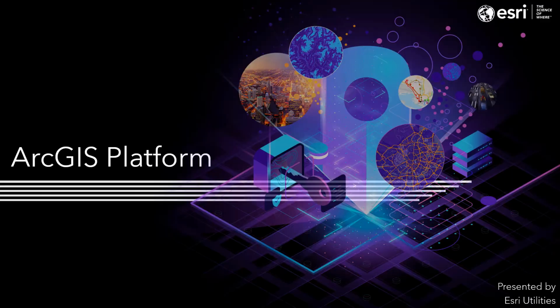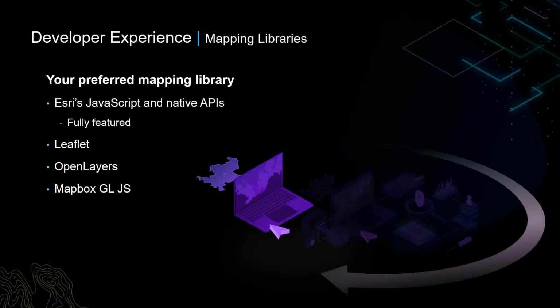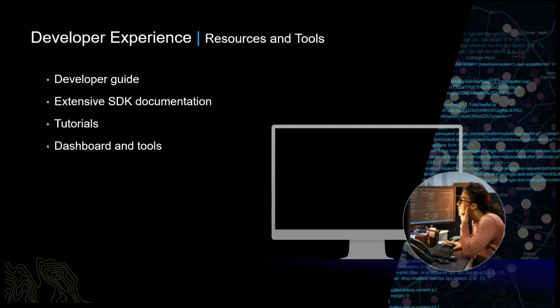In today's spotlight is ArcGIS Platform. It's Esri's location platform as a service product for developers, otherwise known as PaaS. It provides a premium developer experience where you can use your preferred mapping API and popular mapping libraries so you can leverage our services. When you visit the developer site, you'll find a library of resources and tools.